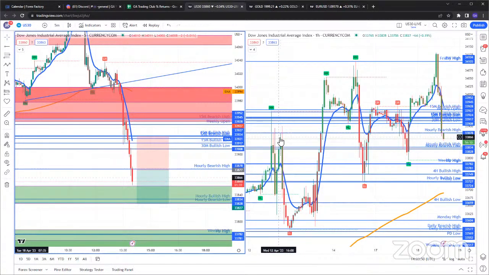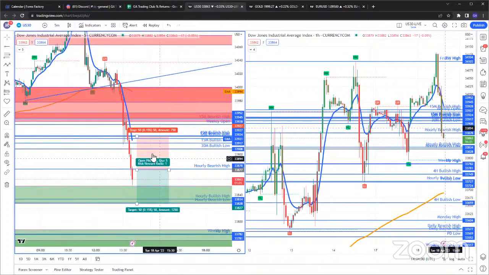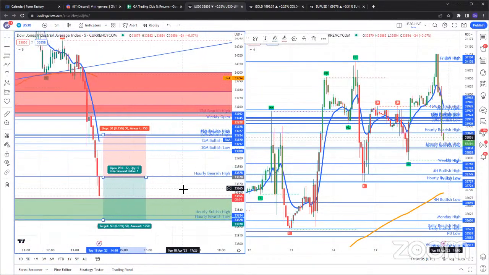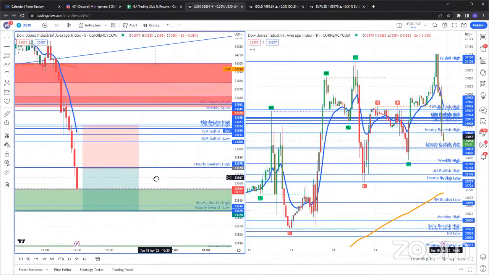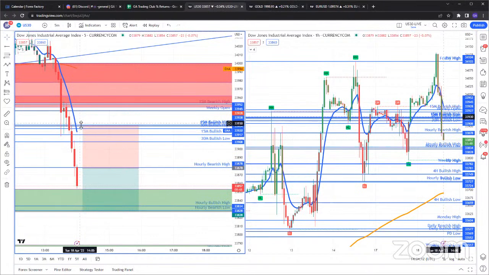So I'm looking at this hourly candle from Wednesday, April 12th, as the order block, hourly order block candle. But what I would be looking for here is closure below and then a retest of this hourly bearish high and closure below. And then at that point, I would be looking to enter into a sell. Stop loss here, 50 pips stop loss, 50 pips take profit.